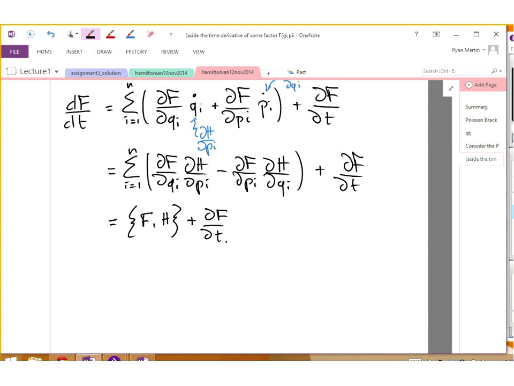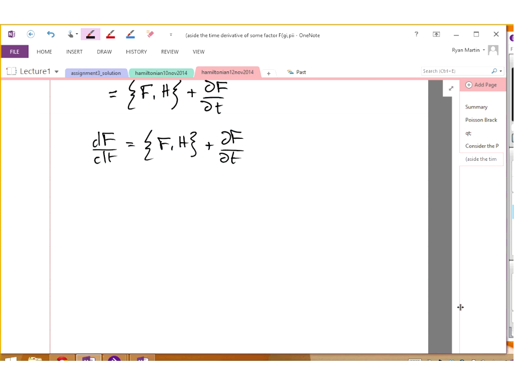So that's pretty interesting. The time derivative of a function of the canonical variables is given by the Poisson bracket with the Hamiltonian, plus some partial derivative with respect to time if that function depends explicitly on time. All right, so we have df by dt equals the Poisson bracket of f and H, plus ∂f/∂t.